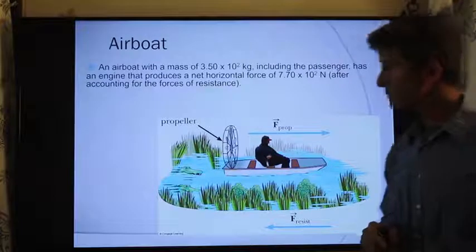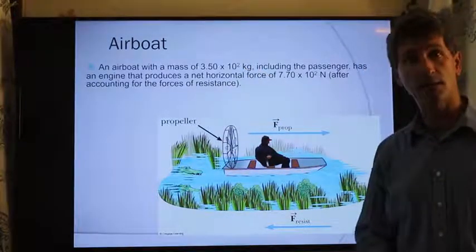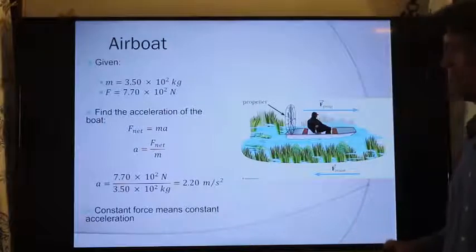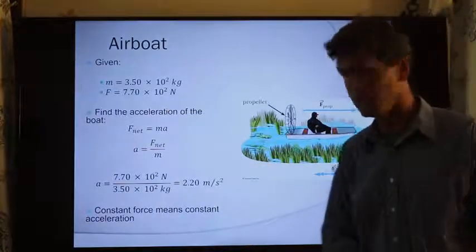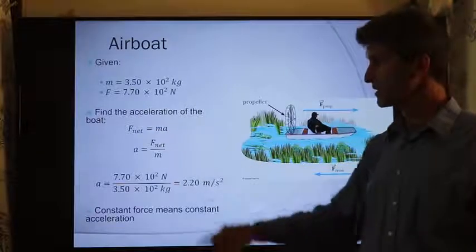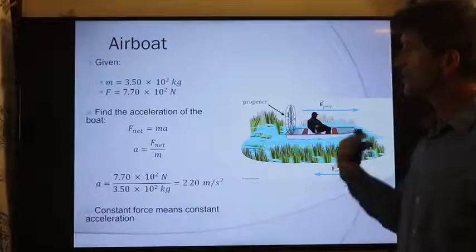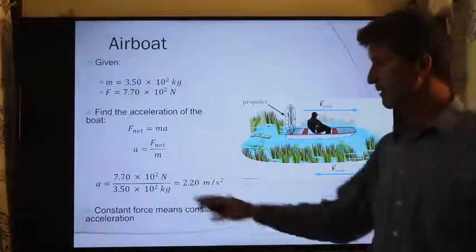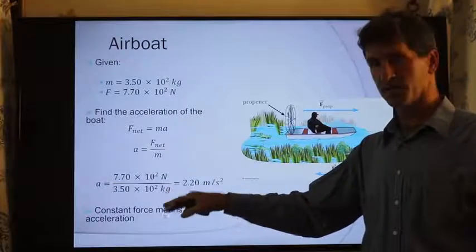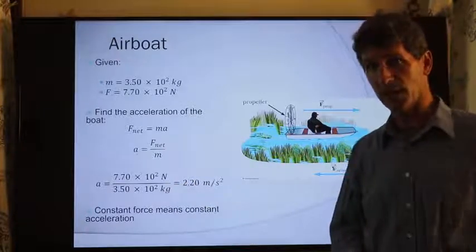Here's another example. We have a propeller boat with a mass of 350 kilograms. It's going to experience a force of 770 newtons. So the net force is equal to mass times acceleration. We want to find out what the acceleration is. We assume the acceleration is constant. Net force divided by mass: 2.2 meters per second squared.